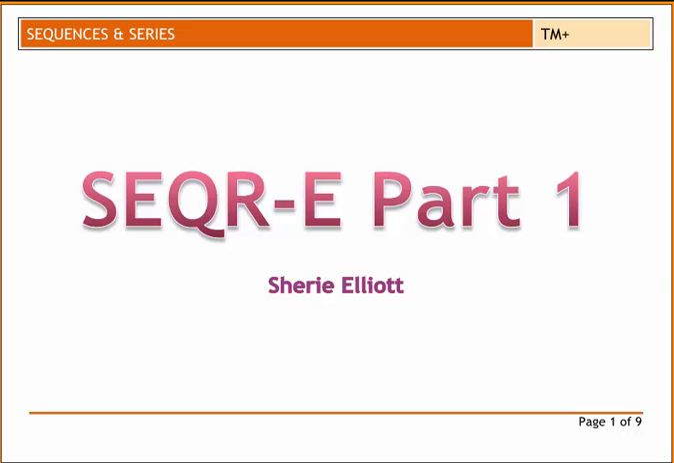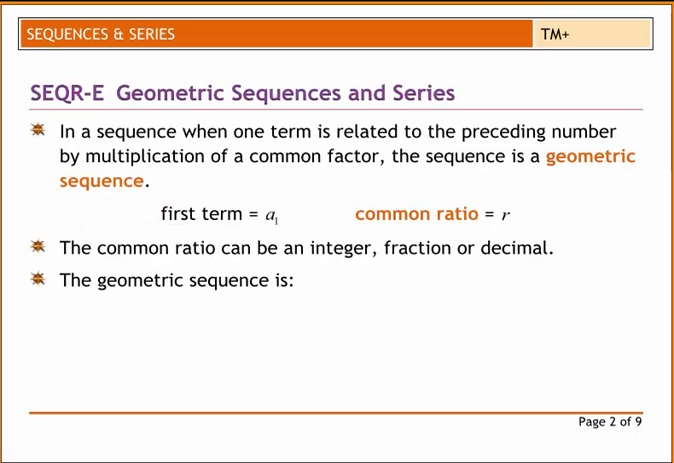Okay, this video is the first one for section SEQR E. In this video we're looking at geometric sequences and series. Now in a sequence, when one term is related to the preceding number by multiplication of a common factor, the sequence is a geometric sequence. So you remember with arithmetic we're adding each time, now we're multiplying each time.